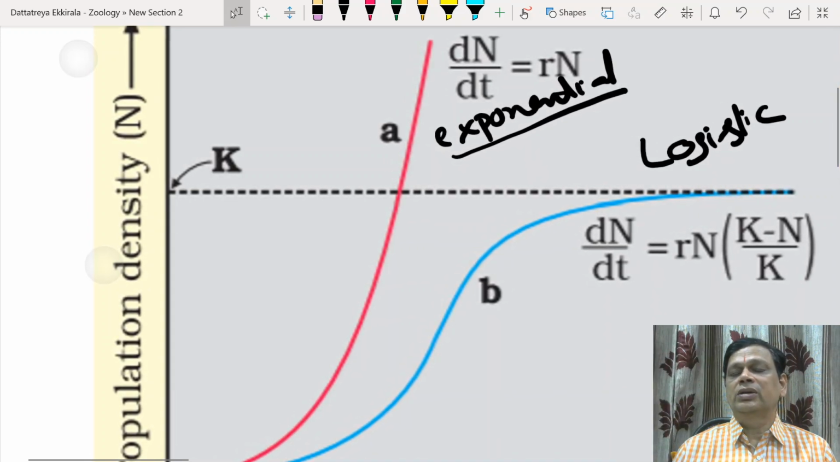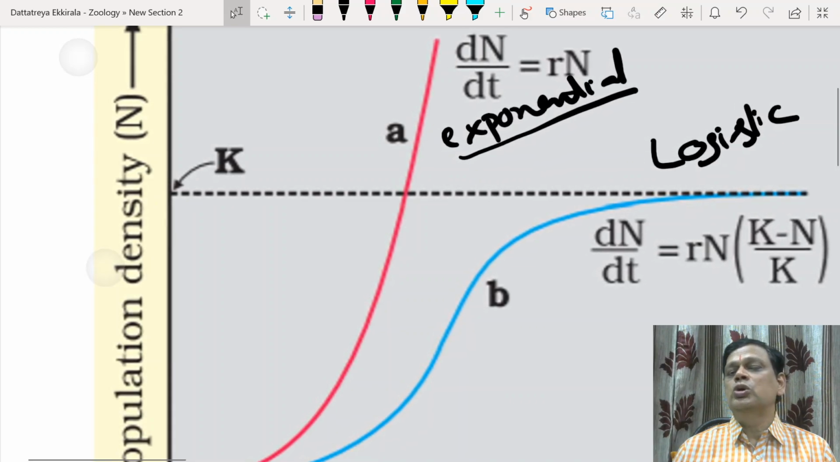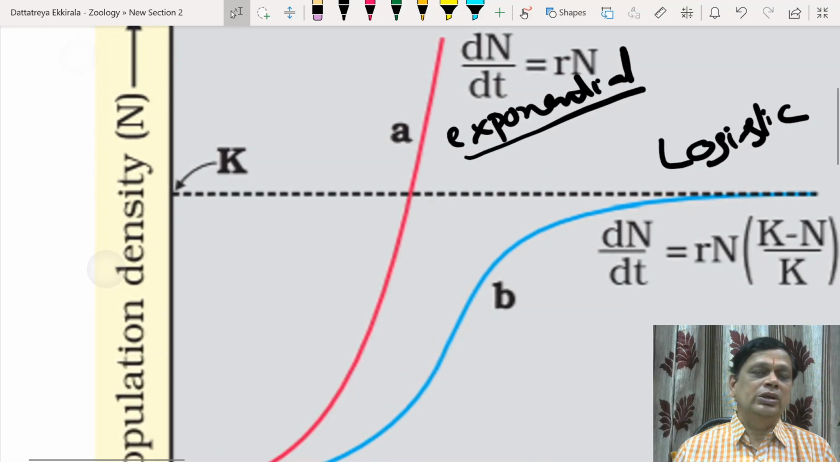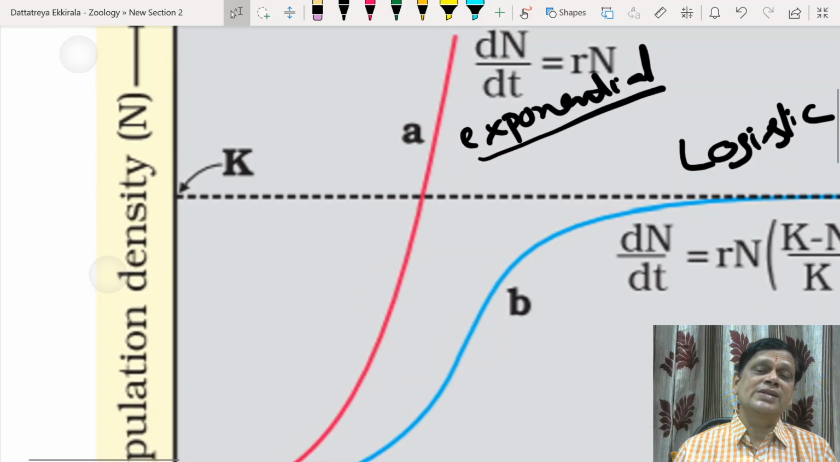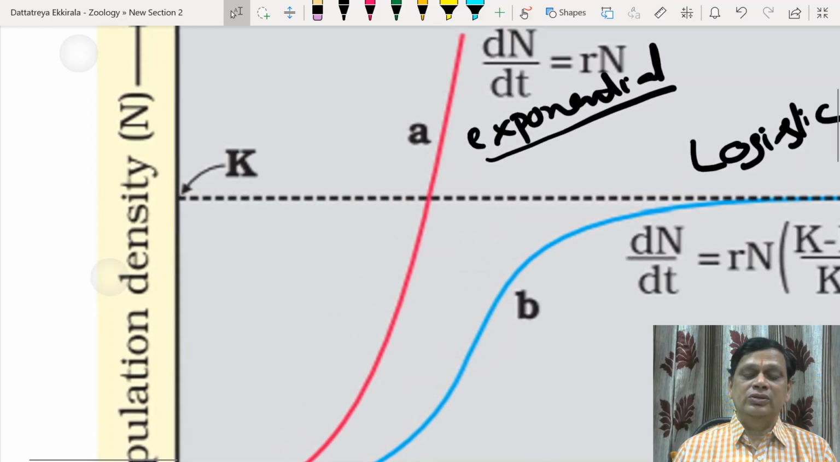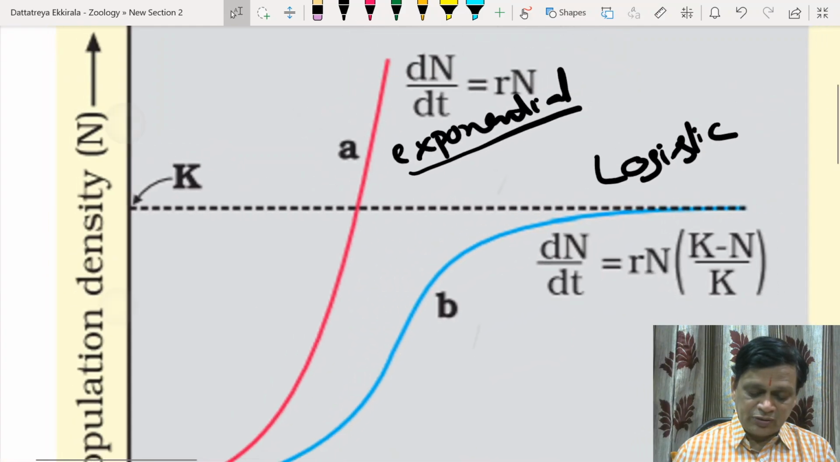For example, for India in 1981, they found that 0.0205 is the r value. Then multiply that with the Indian population, and you will get how many are getting added annually. So that is an alarming figure. We will be worried to know about that.